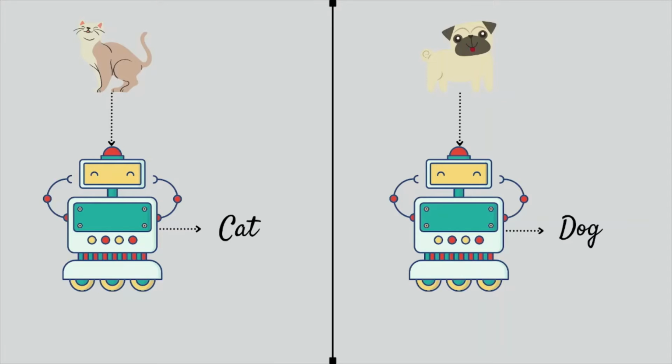If it has correctly predicted the mapping function, then if it sees the picture of dog, it will return the label dog, and if it sees the picture of cat, it will return the label cat.